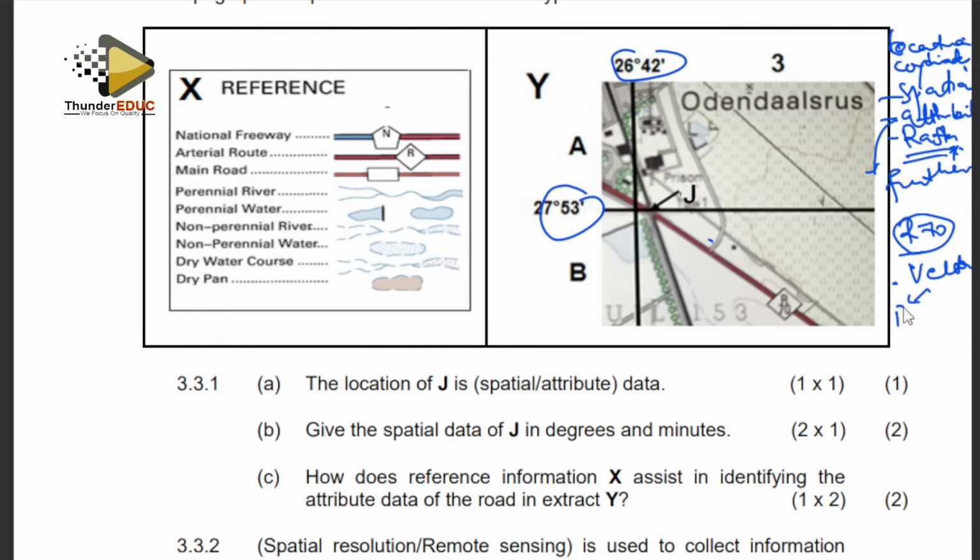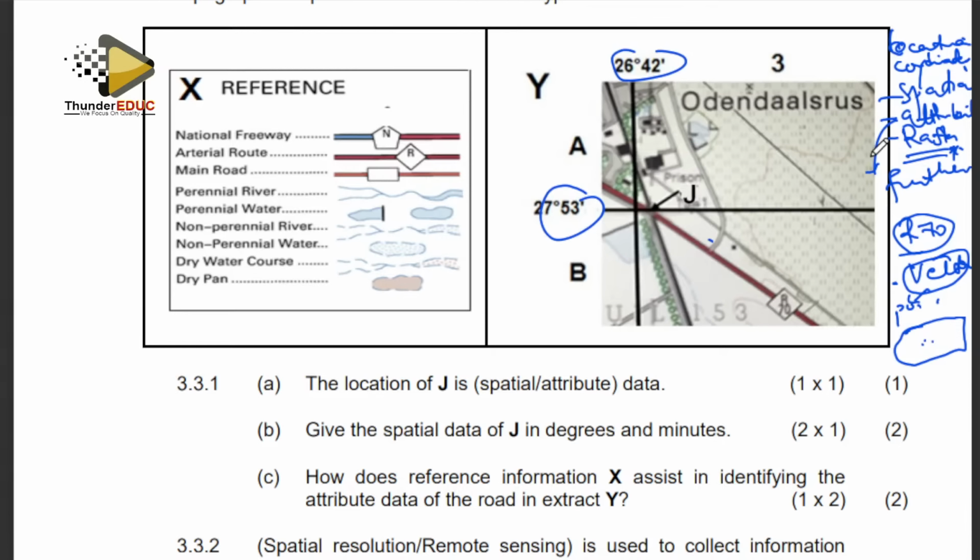Vector data is data in the form of points, lines, and polygons. For example, a spot height is a point. A road and a river are lines. Then a dam is a polygon. It forms a shape. So a dam, a river, a road, a spot height are examples of what? Of vector data, but in different forms. A point, spot height. A river is an example of a line. A dam is an example of a polygon. So it is all categorized under vector data.